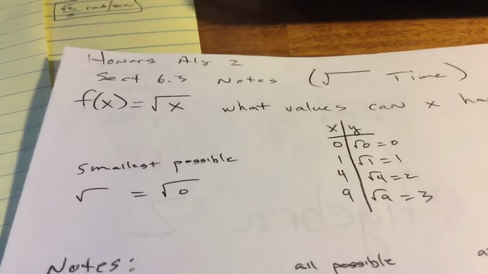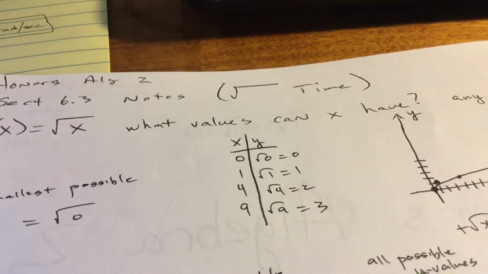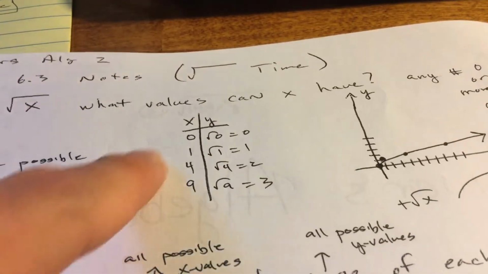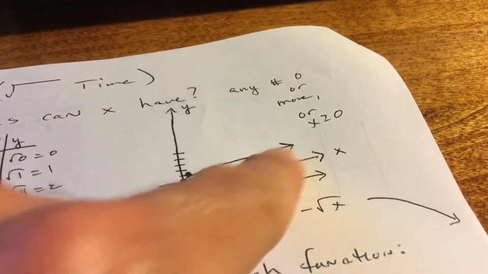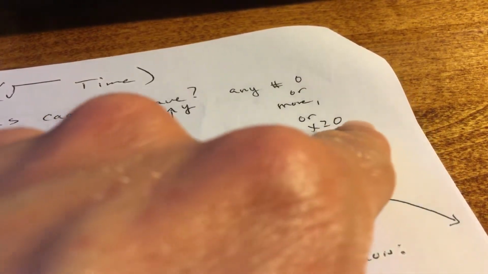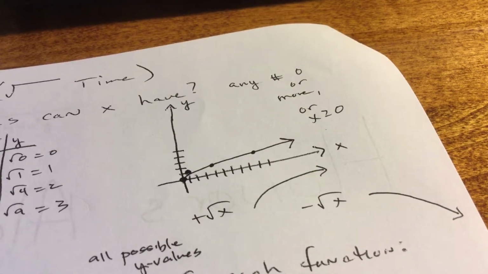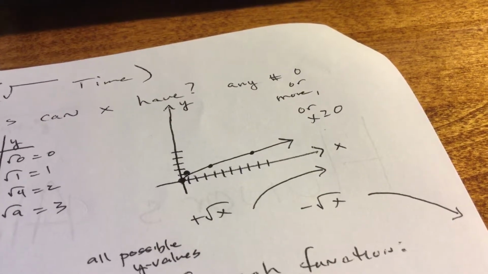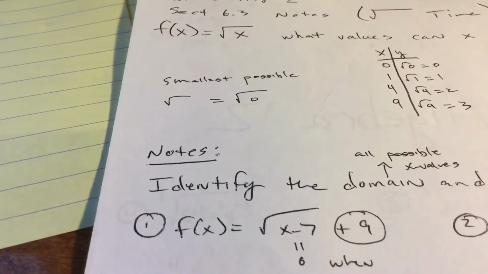If f of x is equal to the square root of x, the generic square root function, what values can x have? So let's plug in some nice numbers: 0, 1, 4, and 9. If you take the square root of those numbers, you get nice numbers, easy to graph. The square root function goes like that, a gradual hill. So x can be any number that is 0 or more, or greater than or equal to 0. The smallest possible square root is the square root of 0.